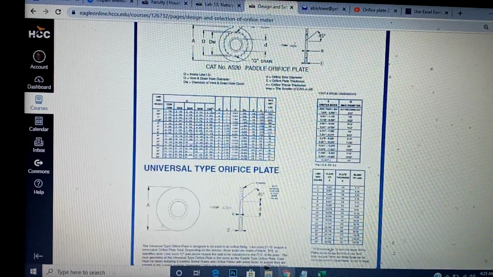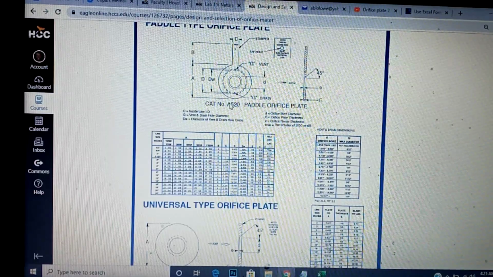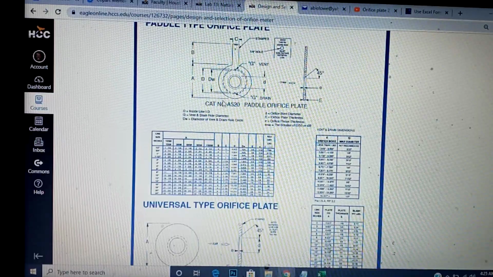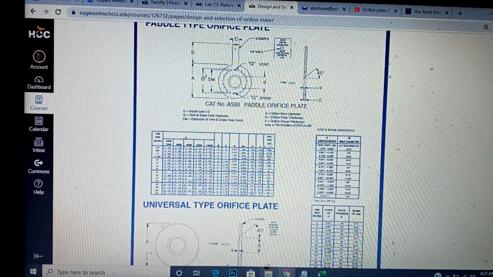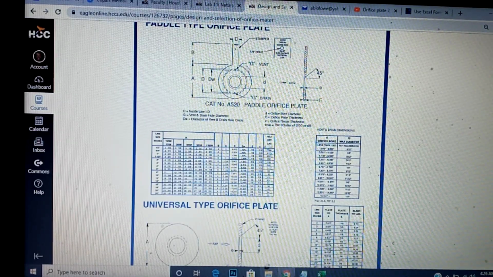Now the difference is that the paddle type has drain, G, small drain, that will allow liquid to be drained out when the gas is flowing, if there's any condensed liquid. So I actually prefer that type of plate. So we're going to be using that plate. So now D is the internal diameter of the pipe that the orifice meter is going to be connected to. Then A is the maximum size of the plate itself.